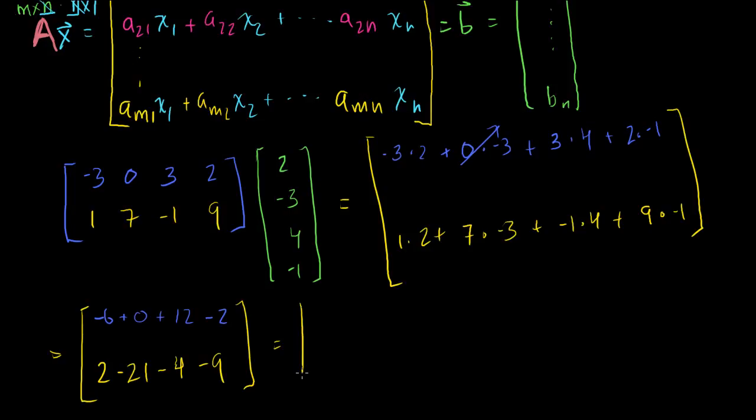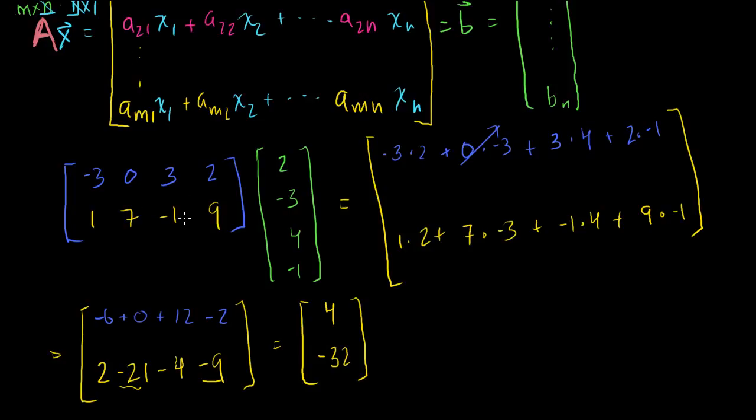So this is equal to this top term. Let's see, I have a -6 plus 12 is 6, minus 2 is 4. And then I have 2 minus 21 is -19. I want to make sure I get the math right here. Minus 21 minus 9 is -30. Then I have a -34. And then I have a plus 2, so -32. So that's my product right there.